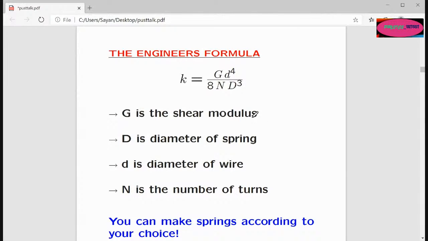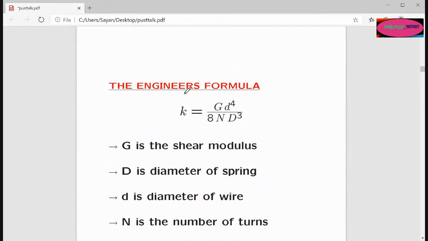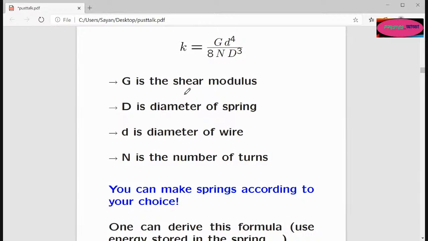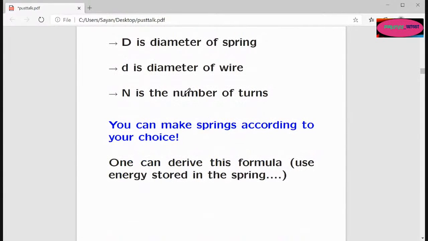So now if you want to make a spring of a certain value for the spring constant, you can make it according to your choice, because you have to choose a material with a certain specific G, and you have to have a D and a small d and an N. And if you just choose your values appropriately, and you have various ways of doing it, you can make a spring which would work in the context where you're going to use it. So you can make springs according to your choice.